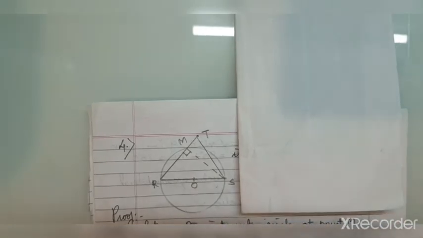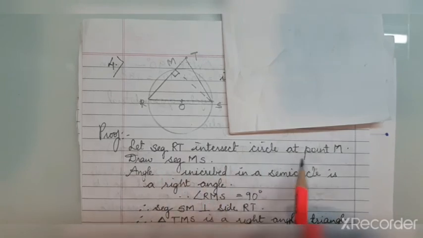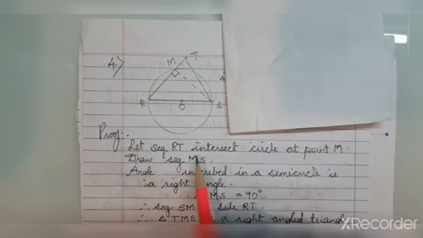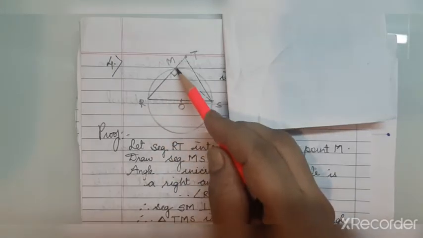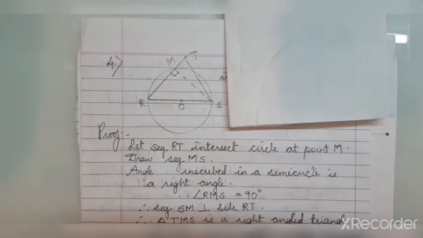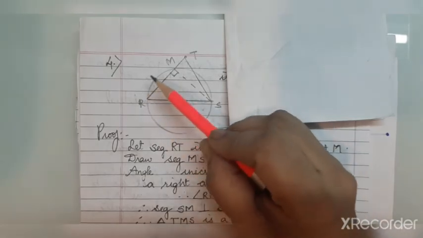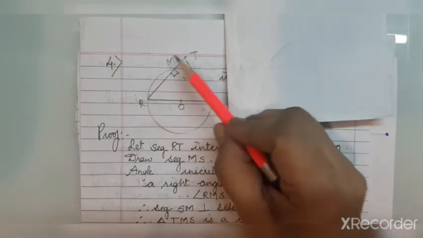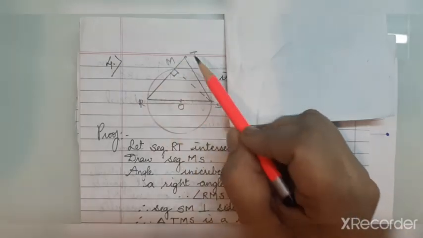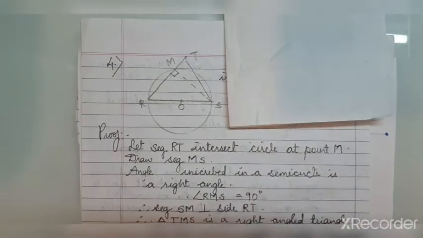Clear? So we have to write all that. So here let segment RT intersect the circle at point M. Then we have to draw MS. Okay. So when we join this MS, you will see that this angle RMS is 90 degree. Because it is the angle which is inscribed in a semicircle. And we have studied that angle which is inscribed in a semicircle. RS is a diameter. So this is a semicircle. This angle which is inscribed in a semicircle is always a right angle or 90 degree. So we will straight away write angle RMS is 90 degree.